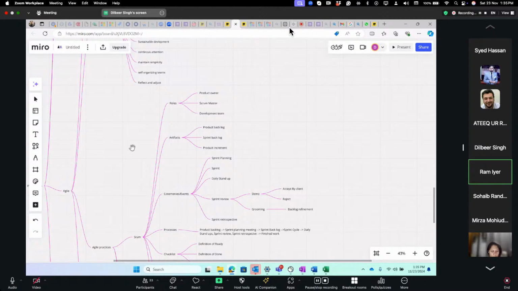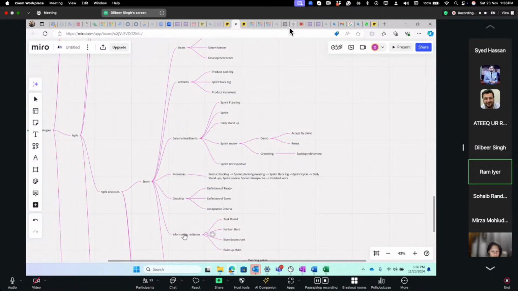And under sprint review, you have demo and grooming, and the logical outputs of demo are accepted by the client or gets rejected. And grooming, the output of that is basically a backlog refinement. And what else? Okay.